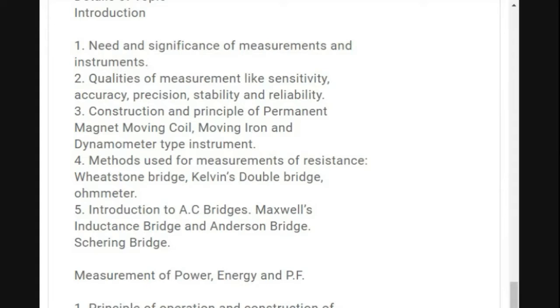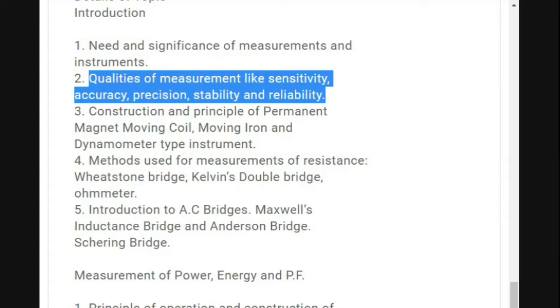Next we have seen the qualities of the measurement process, that is sensitivity, accuracy, precision, stability, reliability. Accuracy is something which we look for in a measuring instrument, and sometimes we get confused between accuracy and precision. For example, if an instrument shows a reading which is repeated for the same amount of unknown quantity which we are applying, then we should not say that the instrument is accurate.